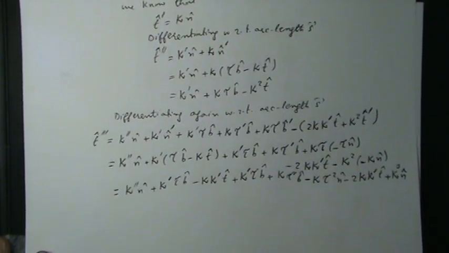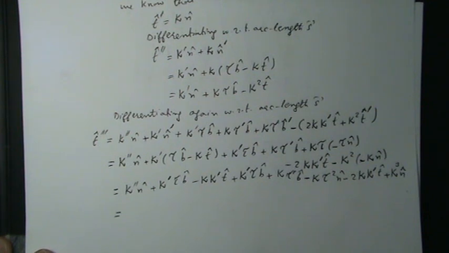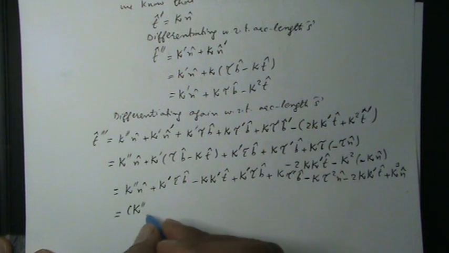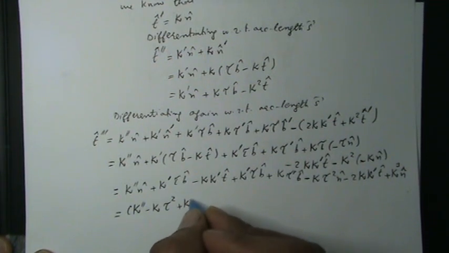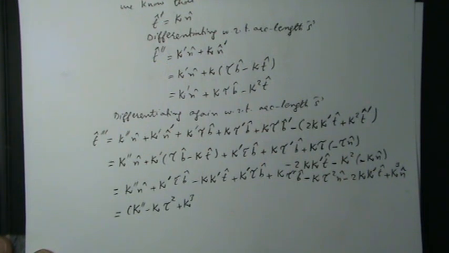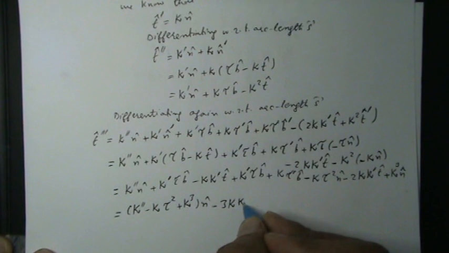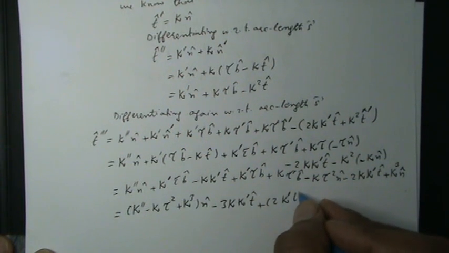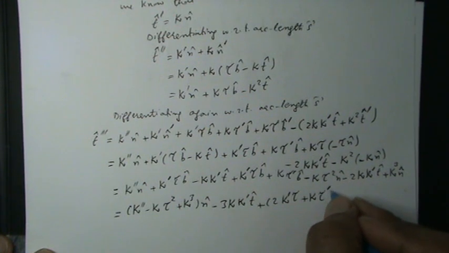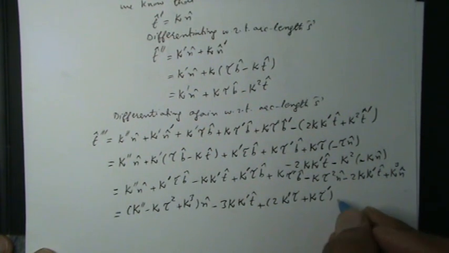Summing all these terms and taking common, kappa double derivative minus kappa tau square plus kappa to power 3 into n unit vector, minus 3 kappa derivative t unit vector plus 2 kappa derivative tau plus kappa tau derivative into b unit vector.